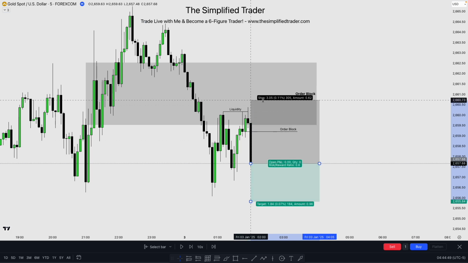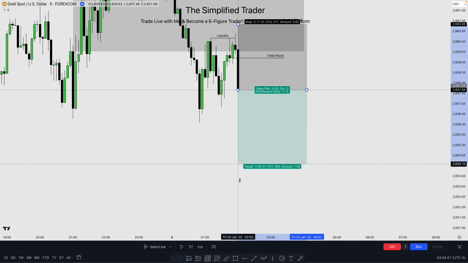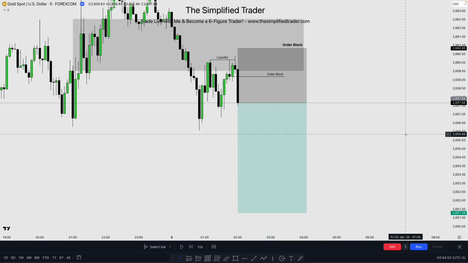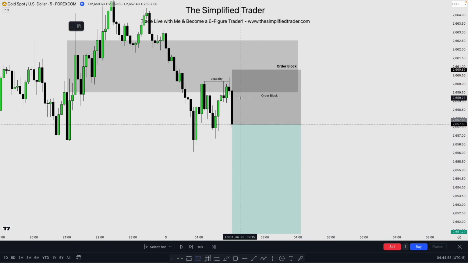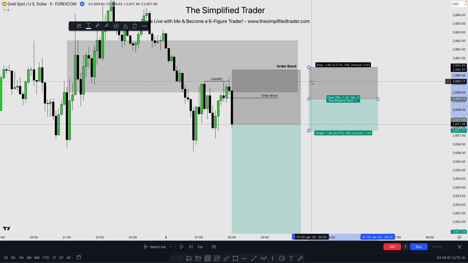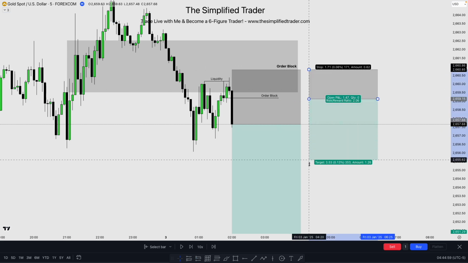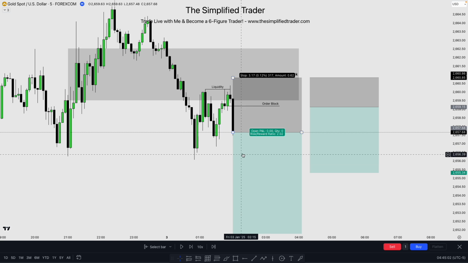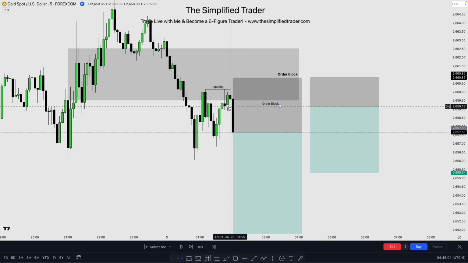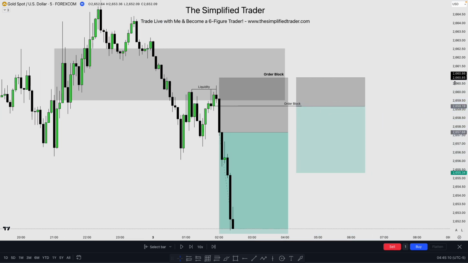Either you can take a market execution, stop loss above the high, target at 2R, or you can take a retest of the order block. I'm just going to do both. Stop loss at the high, target at 2R. So this is market execution. This will be a retest of this order block. Drag that along so you can see. Let's see how this plays out.